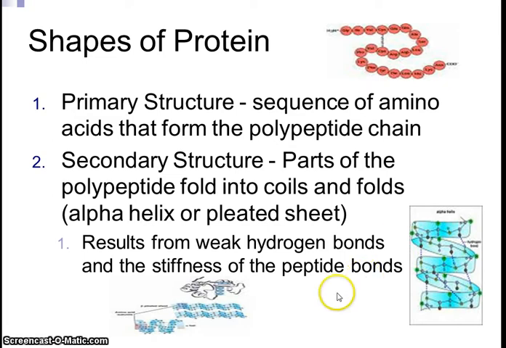The secondary structure, which is shown in both of these pictures, is when there are certain amino acids that are attracted to each other, and so they start folding into coils and folds. Kind of this helical alpha helix or this pleated sheet. This results from weak hydrogen bonds and the stiffness of the peptide bonds. So there are going to be some stiff parts, and the hydrogen bonds then break in order to form this structure.